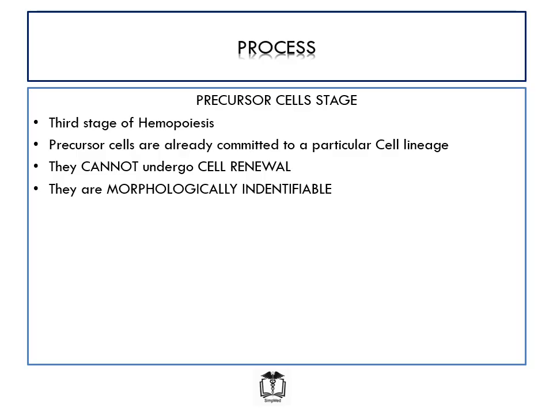These are cells that cannot undergo cell renewal, similar to progenitor cells. But unlike progenitor cells, they are morphologically identifiable. So when we view them under the microscope, we can identify precursor cells and know what particular stage those precursor cells are in, depending on what particular type or classification of hematopoiesis we're talking about.